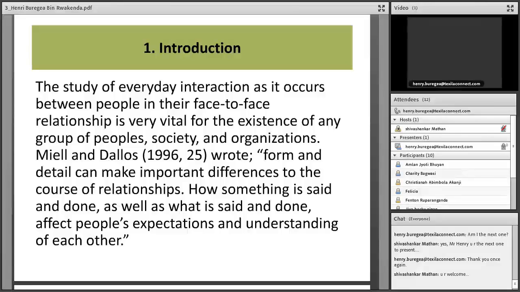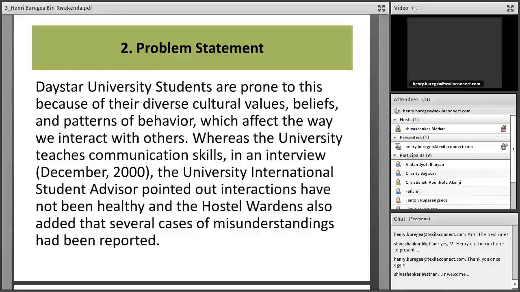So the study of everyday interaction as it occurs between people in their face-to-face relationships is very vital for the existence of any group of people, society, and organization. Miell and Dallos wrote that form and detail can make important differences to the course of a relationship. So how something is said and done, as well as what is said and done, affects people's expectation and understanding of each other. Daystar University students are prone to this because of their diverse cultural values, beliefs, and patterns of behavior, which affect the way they interact with each other.